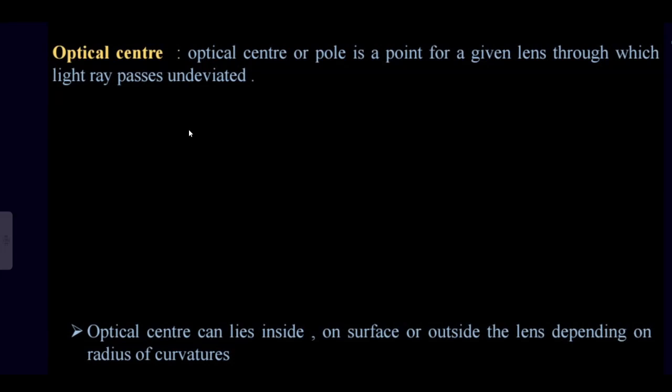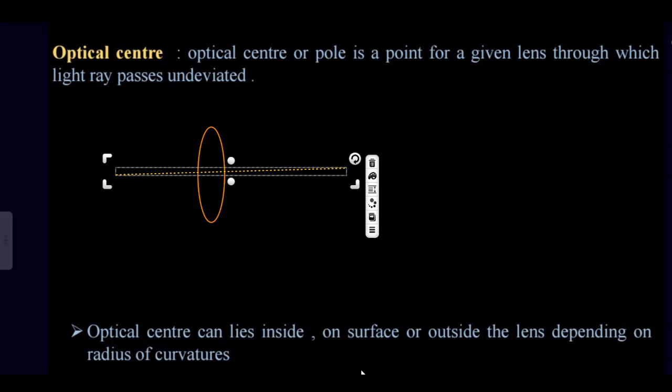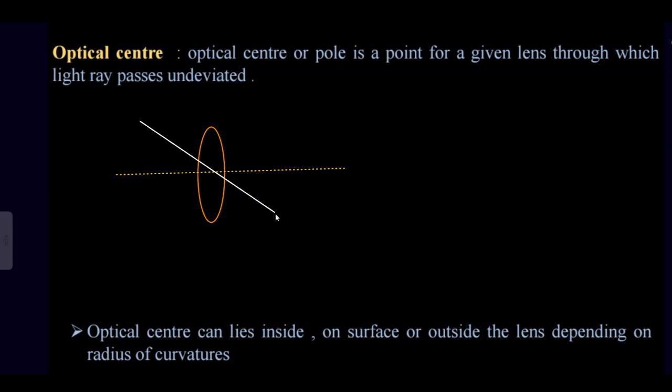optic center, the light ray doesn't get any deviation. We have this light ray. If the light ray passes through the optic center, the light ray doesn't get any deviation. So this will simply go straight like this. We have taken the light ray, it doesn't get any deviation. And this point is called the optic center.